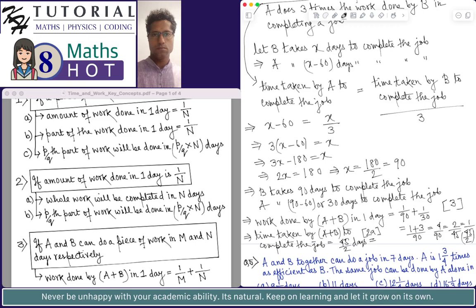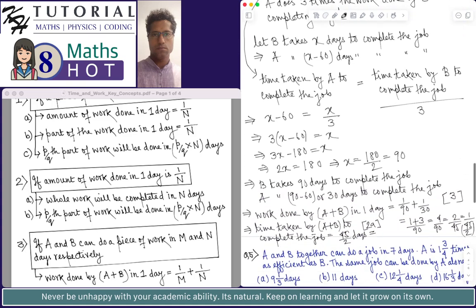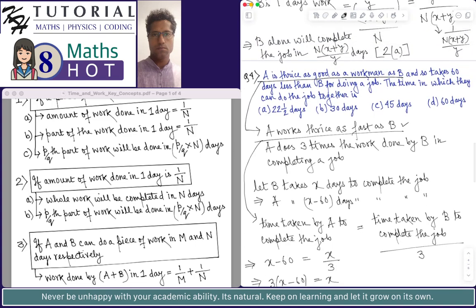I hope you will be able to make it out. So 45 by 2 days. In 45 by 2 days, A and B working together will be able to finish the job. Now 45 by 2 days, let's convert it as a mixed fraction. Let me see what are the choices given. Okay, so 45 by 2 days will be equal to 22 and half days. So 22 and half days should be the answer, and hence the correct choice is A. A is the correct choice.